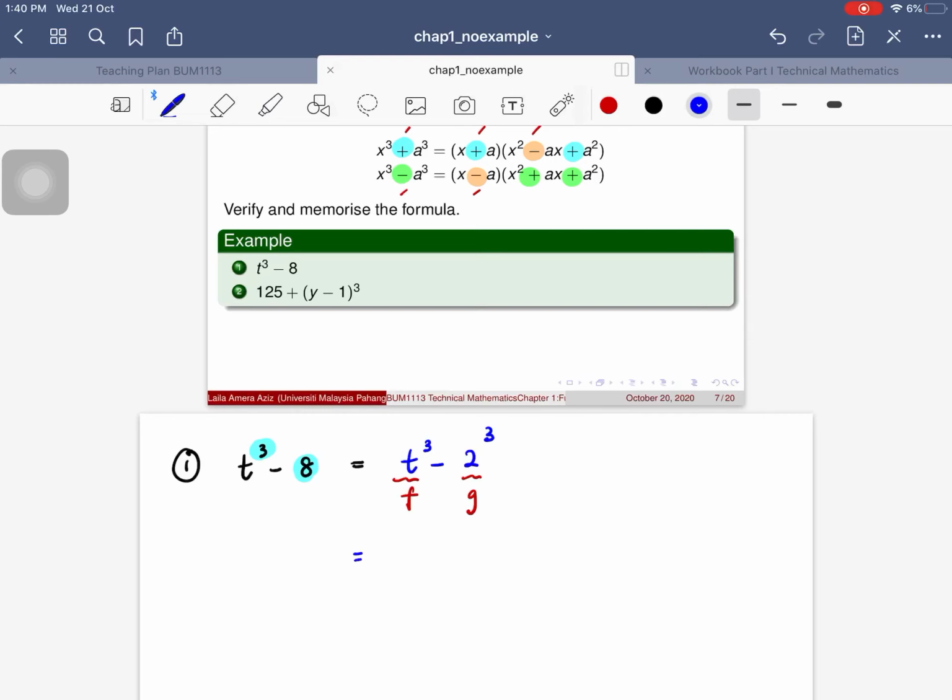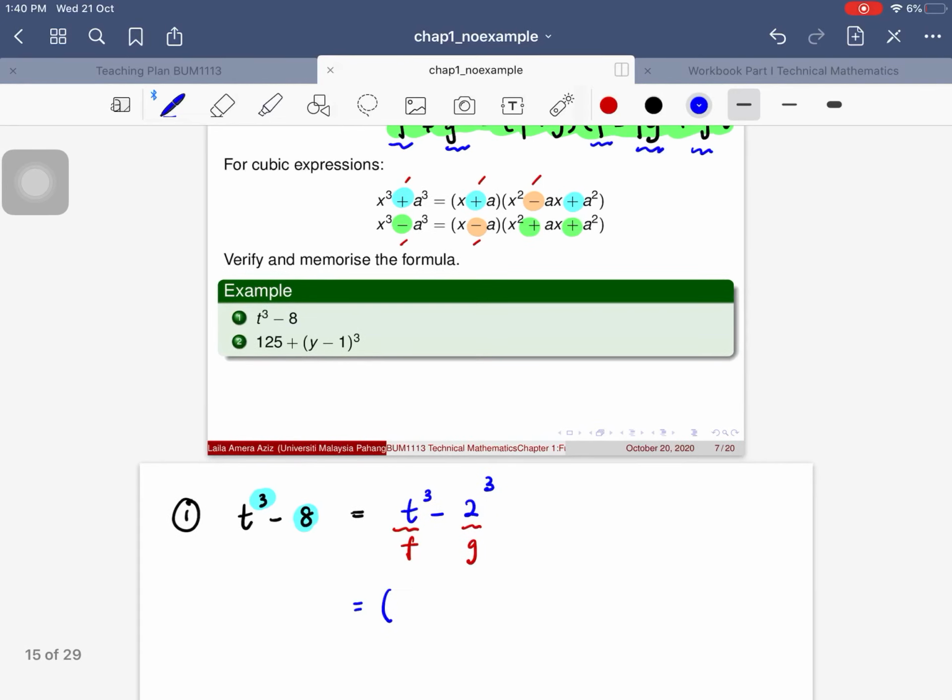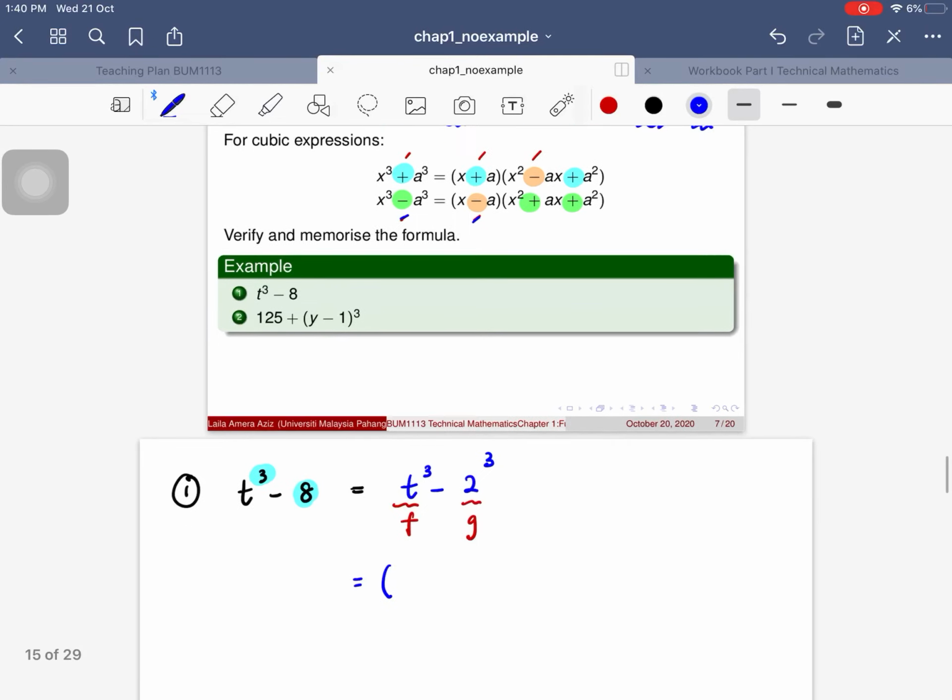Now, from what we have seen before, this is basically my f, and this is basically g. When I apply the formula, remember, when this is minus, this is going to be minus. So I'm going to end up with t minus 2. The first term is going to be this term squared, so I'm going to have t squared. I already have a minus, so this is going to be a plus. The middle term is when both of these are multiplied together, so that is going to be 2t. And the last term is this term squared, which is going to equal 2 squared.